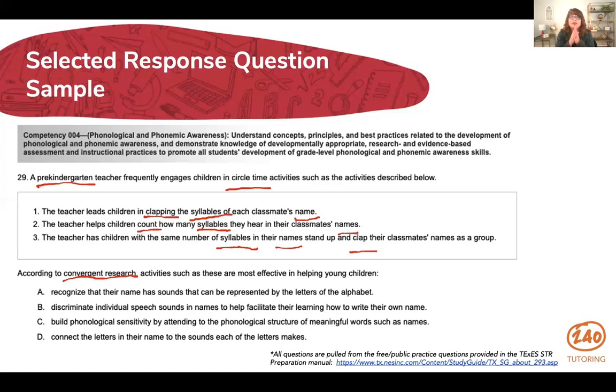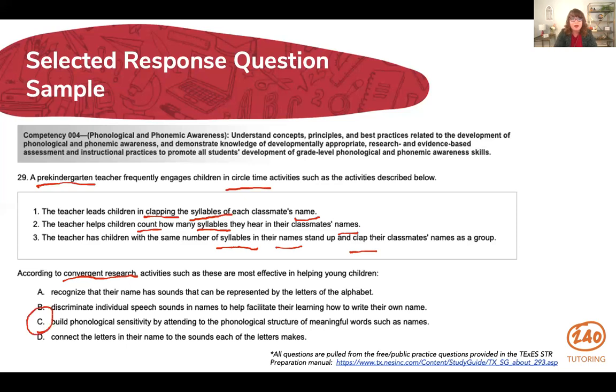So choice C might throw you off with the wording phonological sensitivity and phonological structure, but all this means is that the students will be sensitive to or aware of the sound structure of words. So really, when we're talking about syllables, we're looking at the sound structure of that word. So answer choice C in this case is best.